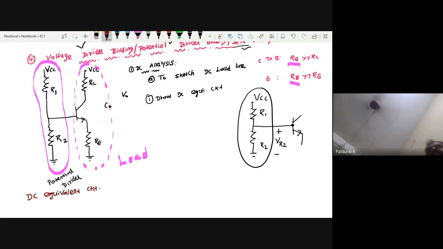To sketch a DC load line, obviously you will apply KVL at the output loop, and to find the Q point, obviously you will apply KVL at the input loop. But here, where is the output loop? Where is the input loop? Since you have two resistors R1 and R2, I want to draw the Thevenin equivalent circuit.